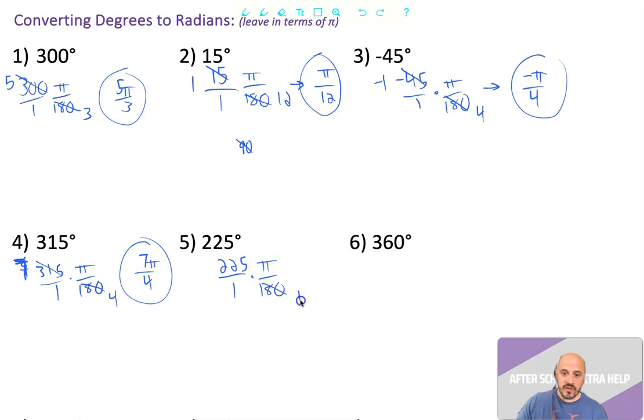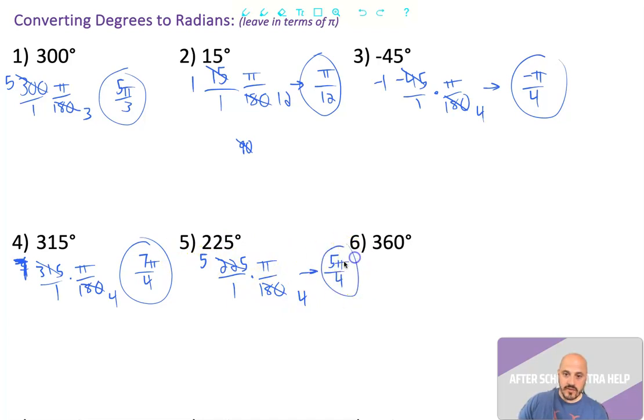Well, 45 goes into 180 4 times. And then this is where that comes in from before. If I know 45 goes into 180 4 times, well, what's one more, right? If I add 45 to 180, what do I get? I get that 225, right? So that's 5. And so I have 5 pi over 4.